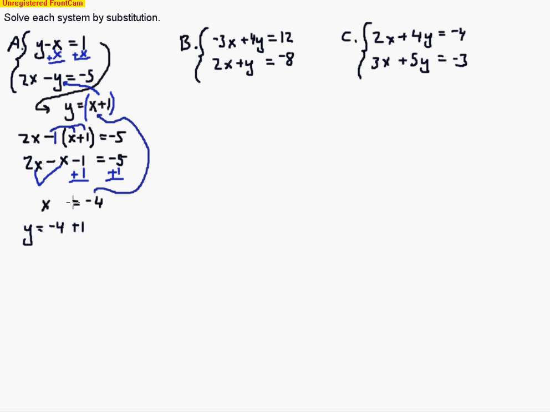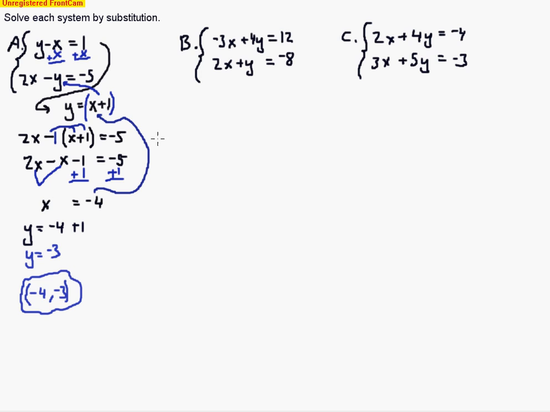4, and then plus the 1. So we go ahead and do that work. We're left with y equals negative 3. So we've got our two numbers here. X is negative 4, and y is negative 3. And that's where the two lines end up crossing, at that ordered pair.